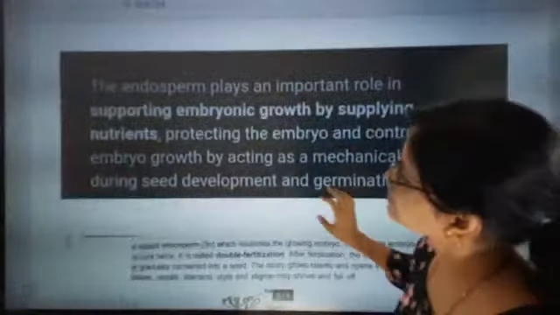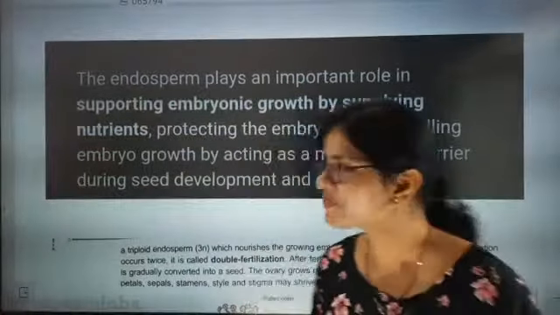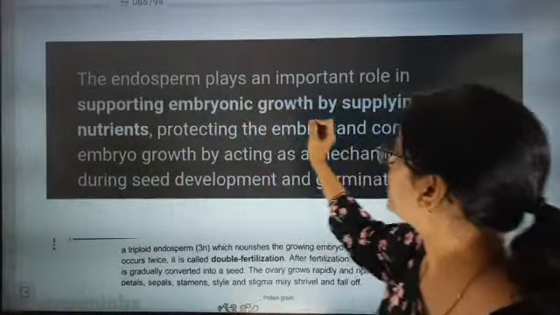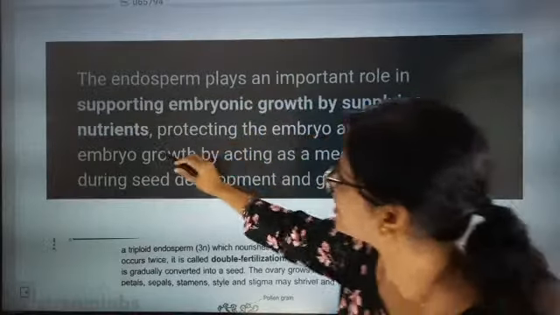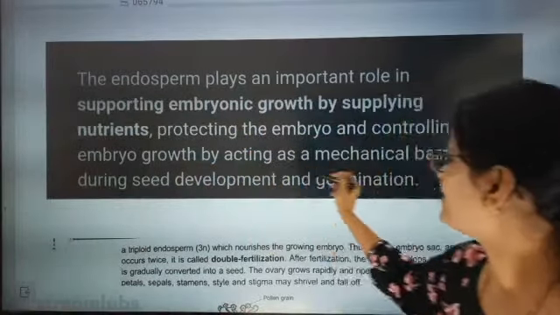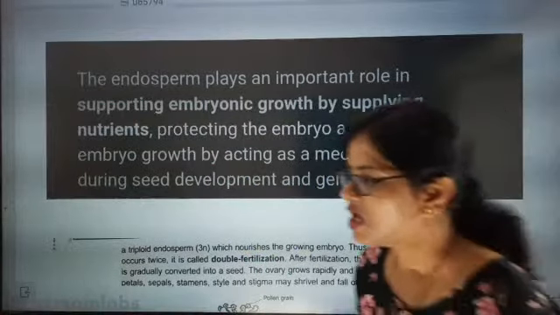So first, what exactly is endosperm? The endosperm plays an important role in supporting embryonic growth by supplying nutrients, protecting the embryo and controlling embryo growth by acting as a mechanical barrier during seed development and germination.